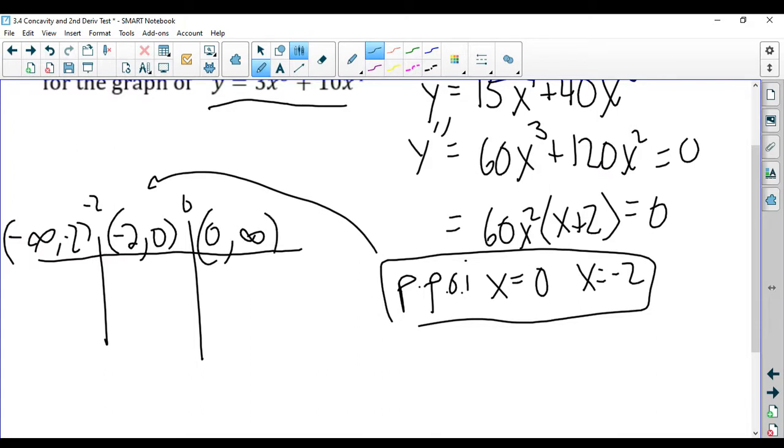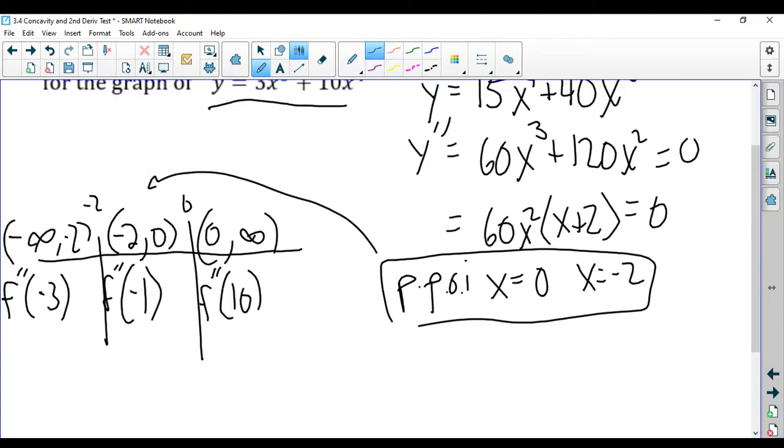Now we're going to make a test point in each interval. For the first interval, I'm going to use -3. The middle interval, I'm going to use -1. And the last interval, I can use anything above 0, 10. And we're going to determine what the second derivative is at each one of those points. And that will tell us if it's concave up or concave down at each interval.